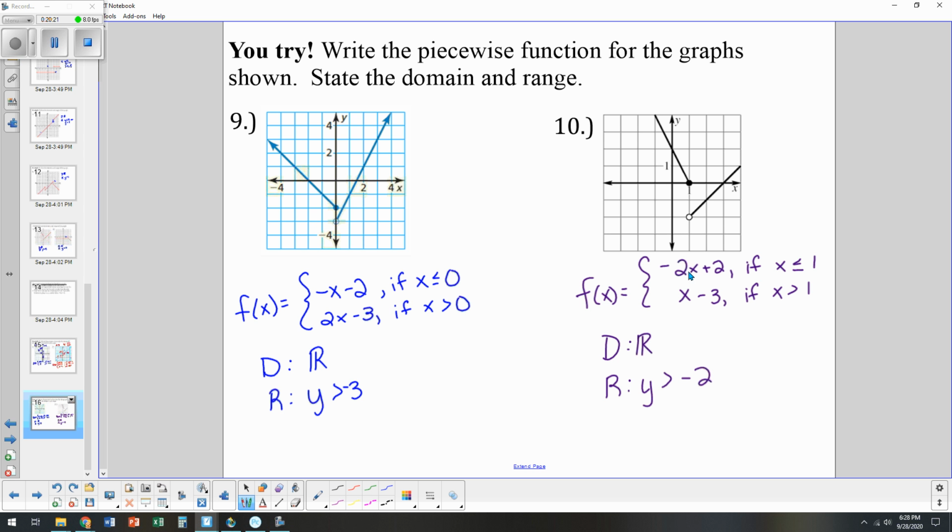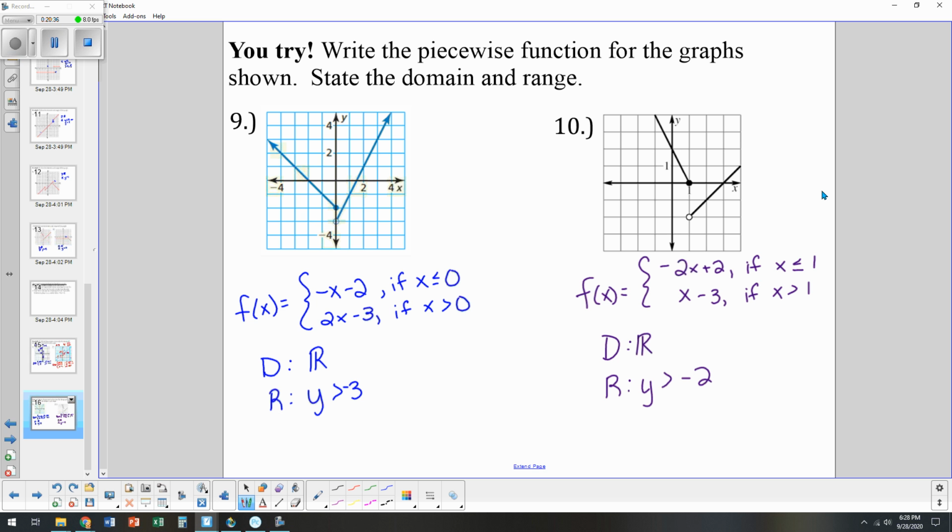All right, so for your answers, we have negative x minus 2 if x is less than or equal to 0, and 2x minus 3 if x is greater than 0. The domain was all real numbers. The range was y is greater than negative 3.